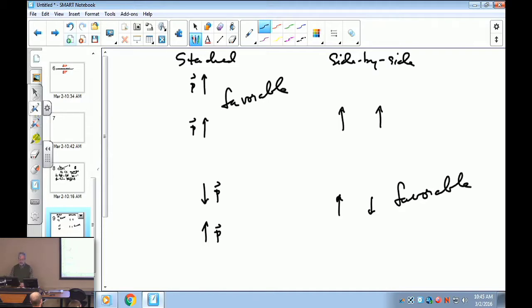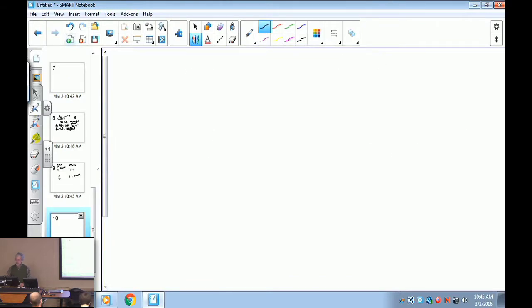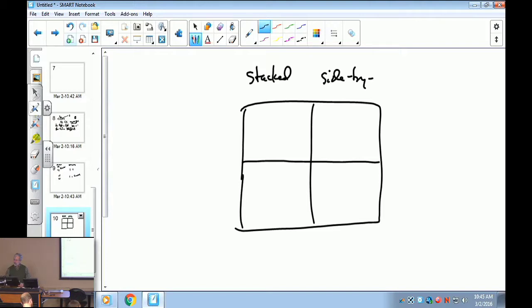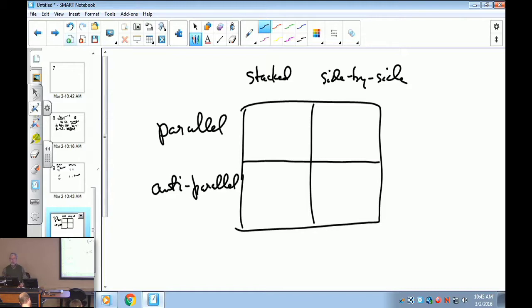Okay, so I'm going to put that into a table, which we're going to make use of in Chapter 4. So we have stacked or side by side, and this is parallel or anti-parallel. So if they're parallel and stacked, then this is attractive. They're attracted to each other. And also, if they're side by side and anti-parallel, they're attractive. But the other two arrangements are repulsive.